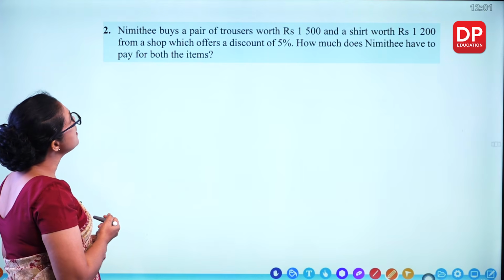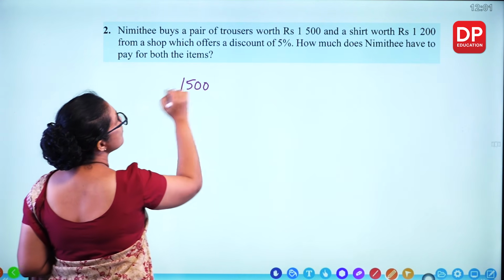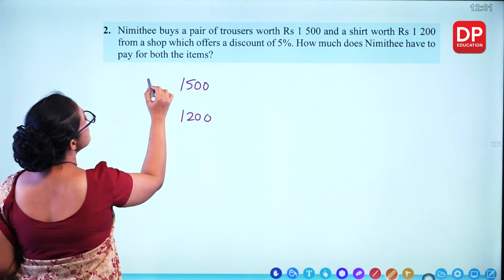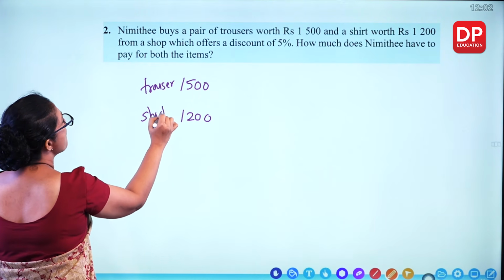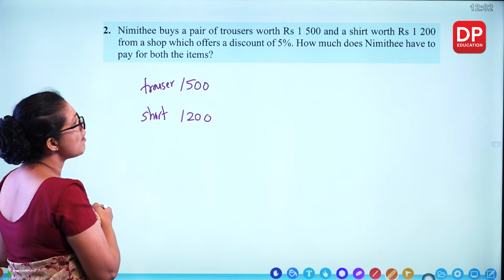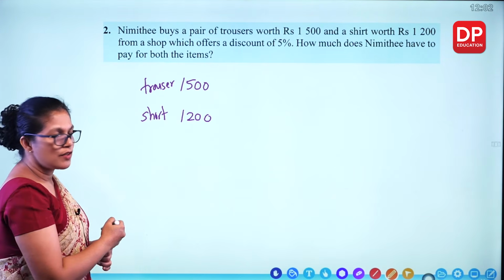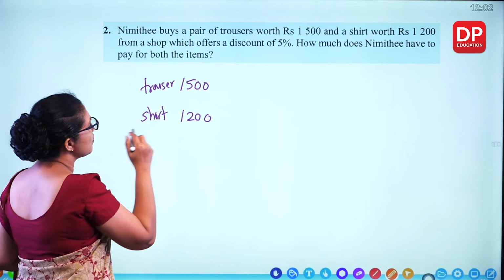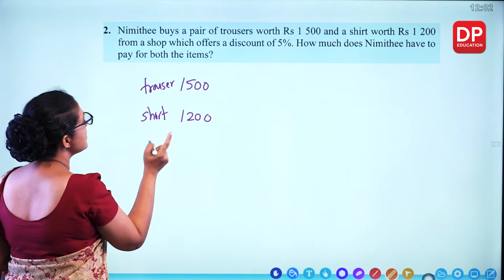Question number 2. Nimiti buys a pair of trousers worth 1,500 and a shirt worth 1,200. This is trouser, and this is shirt. From a shop which offers a discount of 5%. How much does Nimiti have to pay for both the items? So 5% from each one. So we'll calculate 5% from this one and find the selling price.